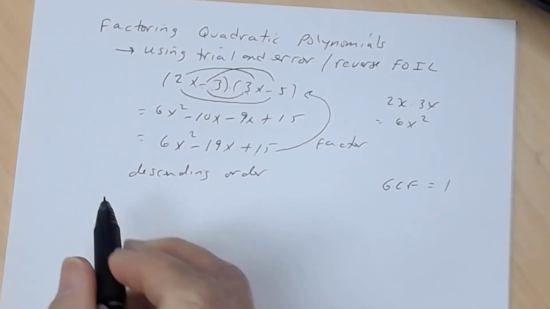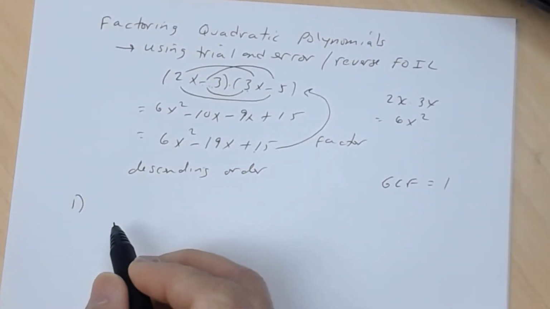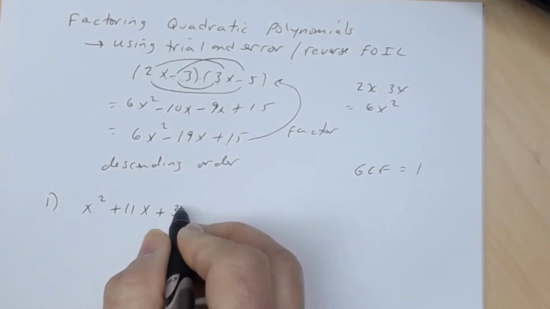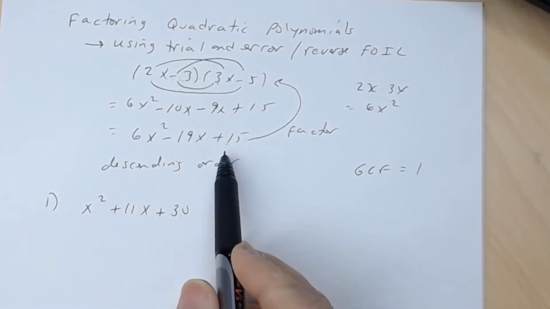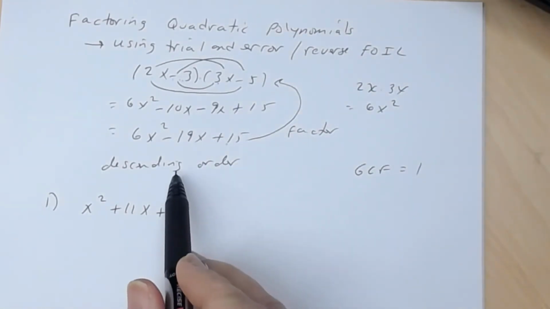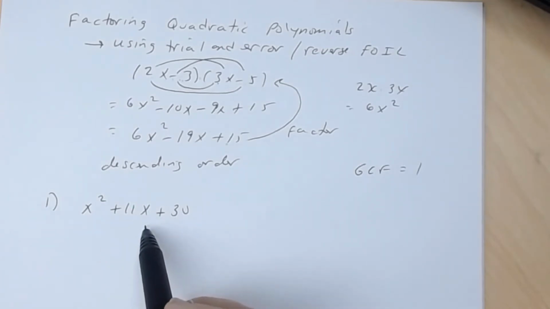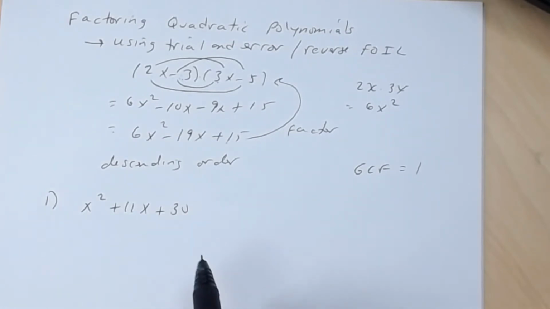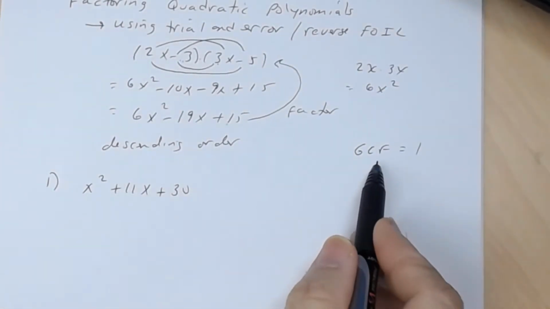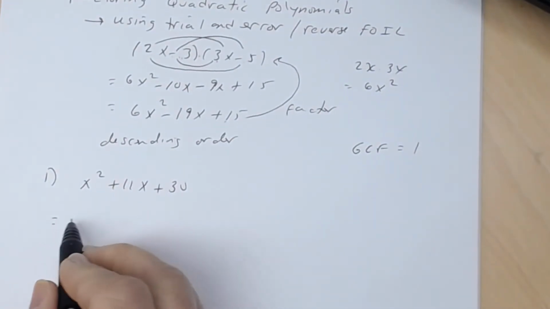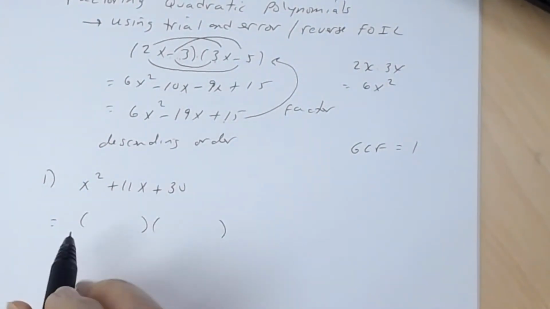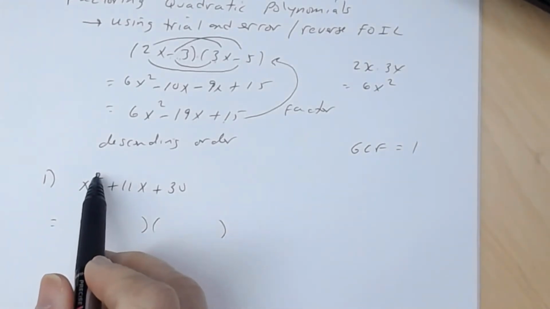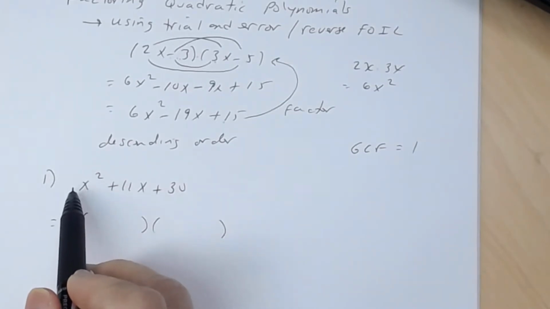Okay, so let's look at number 1. We have x squared plus 11x plus 30. Again, the last sign is positive, just like this, and it's in descending order. We're going from the largest exponent 2, this exponent is 1, and then we have our constant. Remember, our GCF is 1 for all of these, so we're going to go directly to the two binomials. This is also an easy kind because the x squared term has a coefficient of 1.